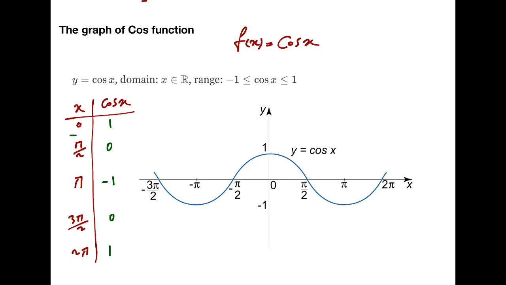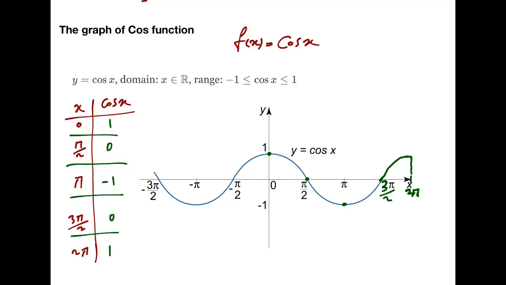So if you plot these points on the coordinate plane, 0 and 1 is the first point right over here. Pi half, 0 will be this point. Pi, negative 1 is here. So this cosine function obtains its minimum at pi. At 3 pi half, it becomes 0. So this point is 3 pi half, and it comes back up again. This point will be 2 pi. So this point here is actually 3 pi over 2, and 2 pi is right over here.